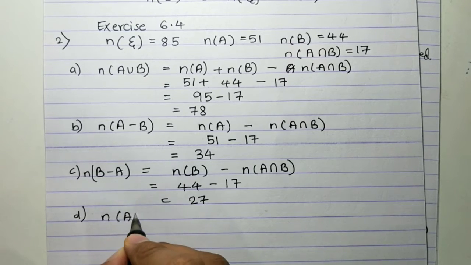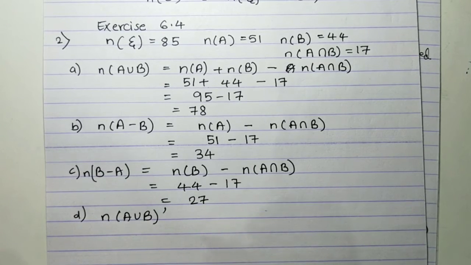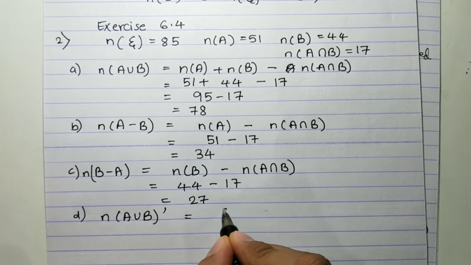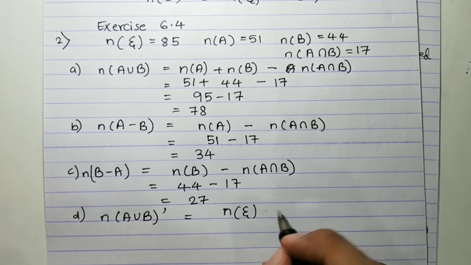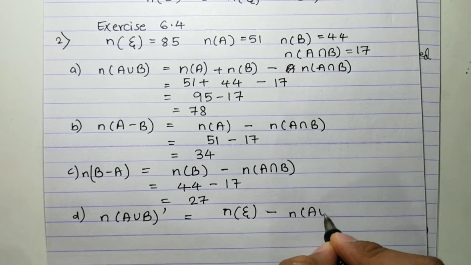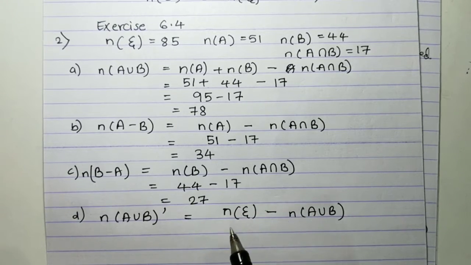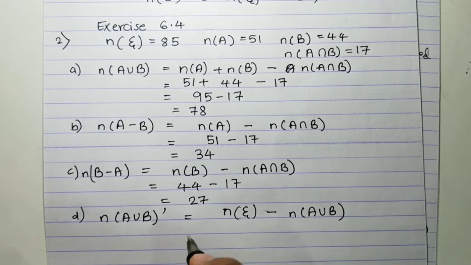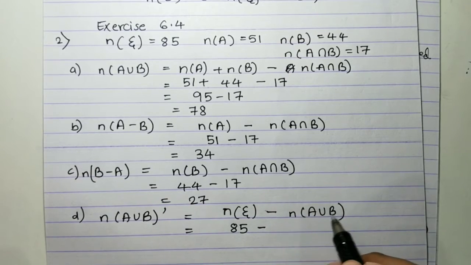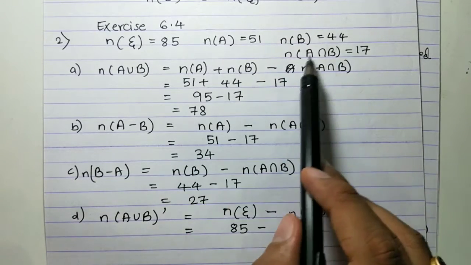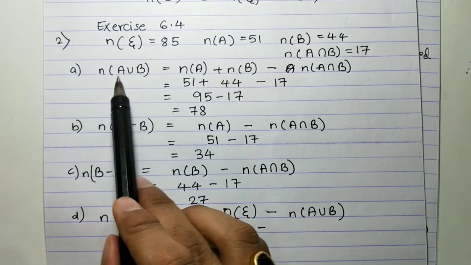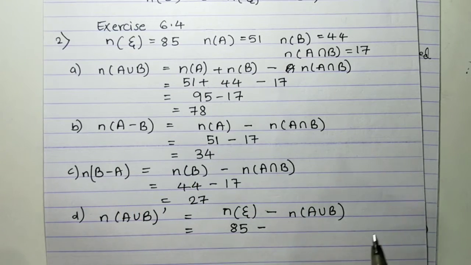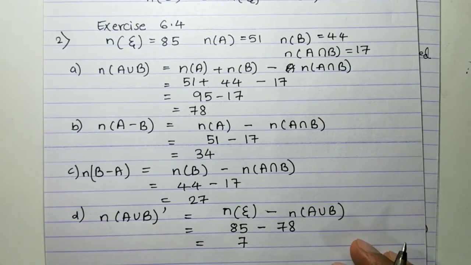So N of A union B complement. What is A union B complement? It is universal set minus A union B. What is universal set? It is 85 minus what is A union B? Don't see the question, because in the question we do not have A union B. We have found here A union B is 78. So answer is 7.